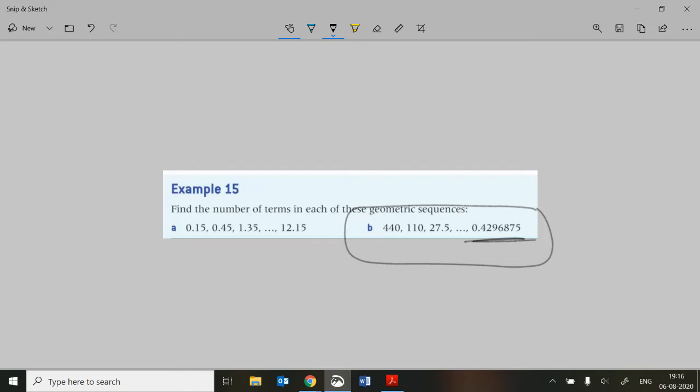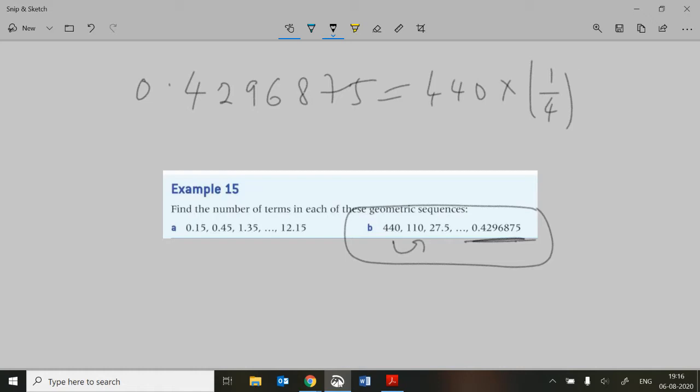Hopefully that's an exact answer. Should be an exact answer. So again, we've got here 0.429685 is equal to... our common ratio here is a quarter. You can see that from the first one, we're dividing by 4. So we've got 440 times a quarter, or 0.25, to the power n minus 1. You can do exactly the same thing as we did in the first question there to get that answer.